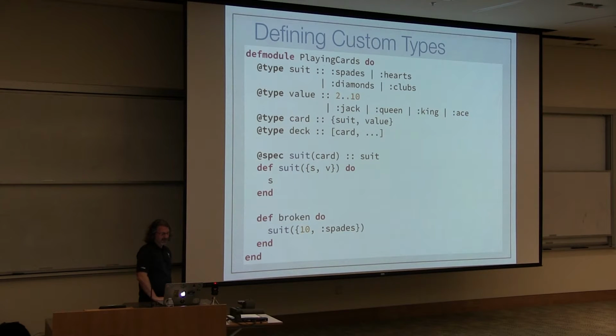So if we go down to the bottom here, we look at this broken function. Here we can see an error that the type checker will actually catch. That's a pretty easy error to make. We're calling the suit function with what looks to be a card, but if you look closely enough, you'll see that they're swapped. So the value is listed before the suit in this example. According to our type specification, that tuple we've got there is not actually a card. And when we try to call suit with that structure, the type checker will warn about that and give you an error.